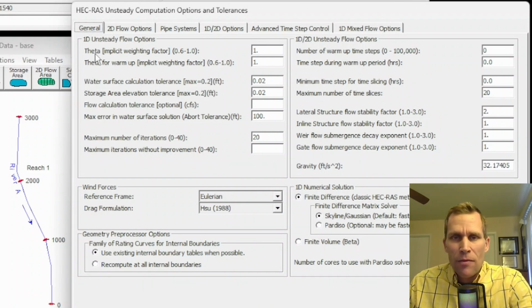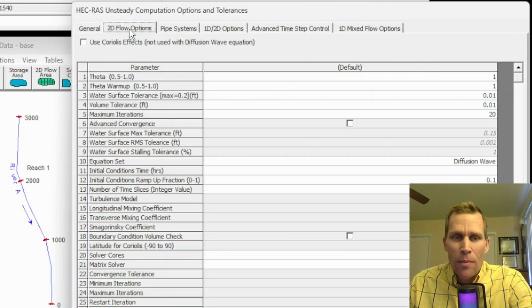The first theta is for the main simulation, and then theta for the warm-up period is for the warm-up period, if you have one, which currently we don't by default. And those values are 1. I should also point out that the next tab over, 2D Flow Options, also has a theta and a theta warm-up period, also with the default value of 1.